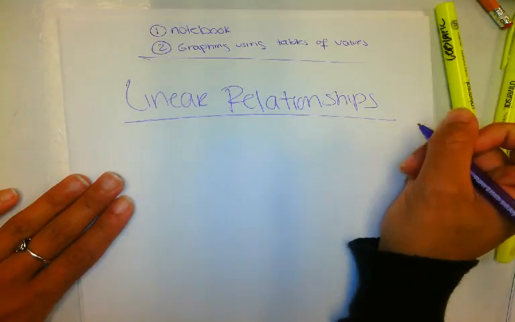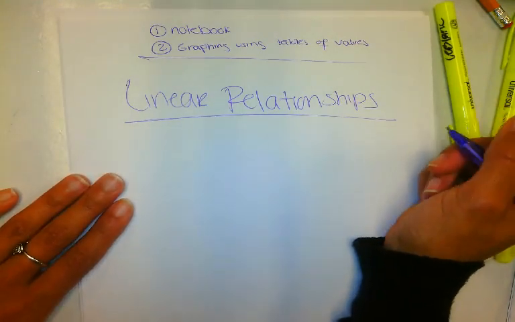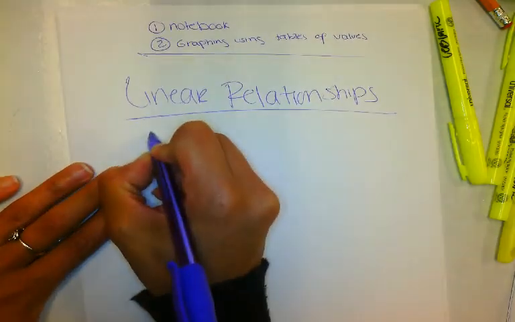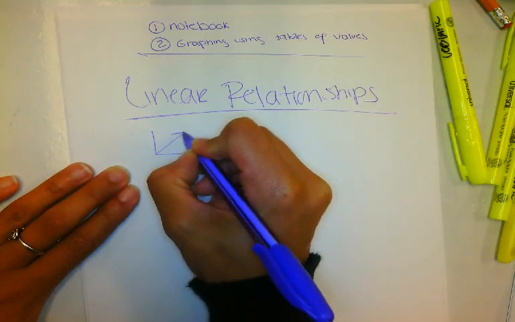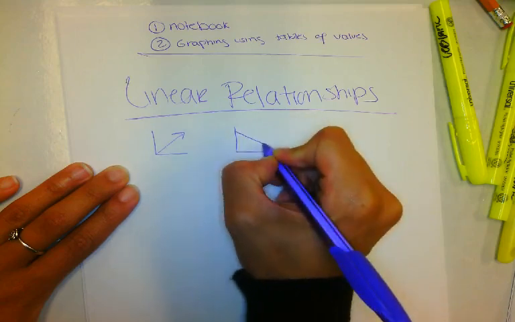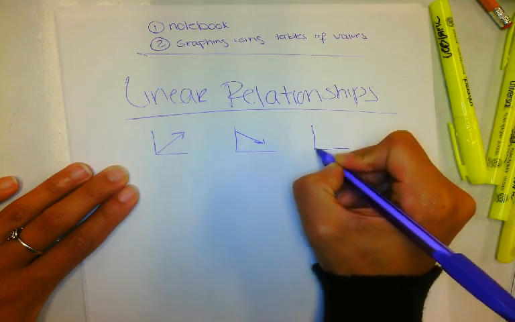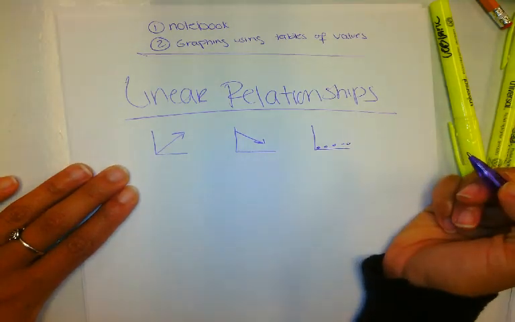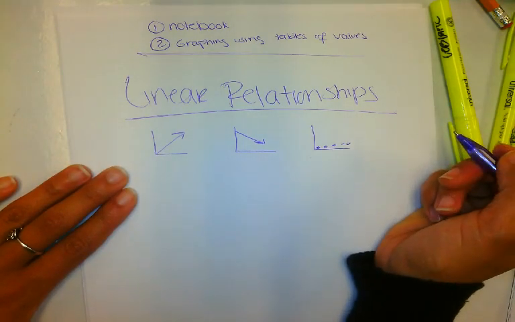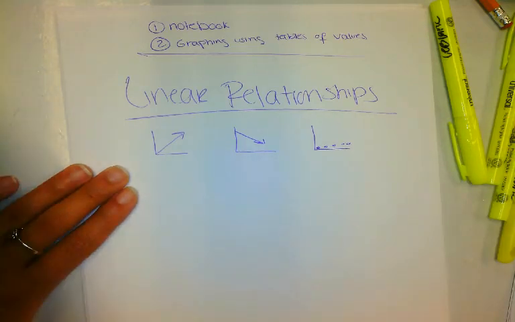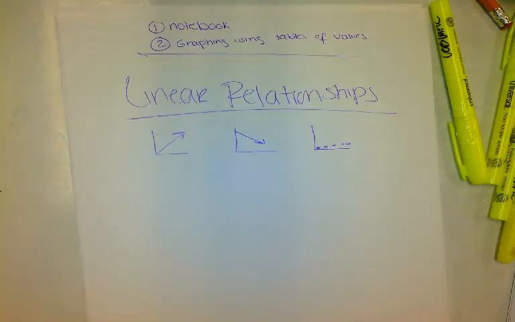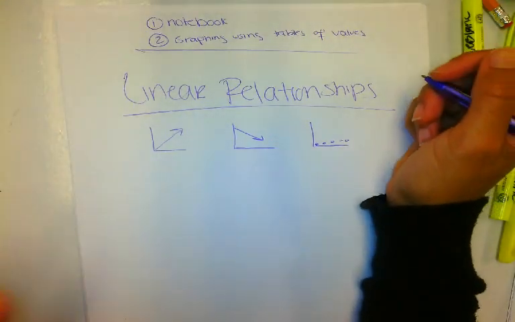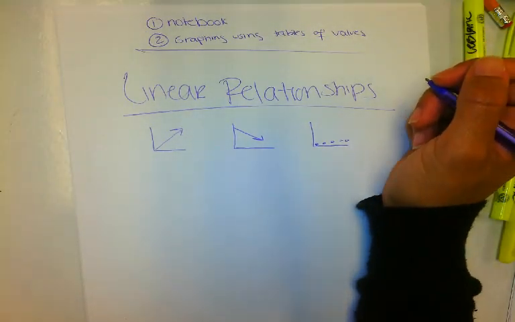All right, when we talk about linear relationships, we're talking about two things that form a line whenever they are graphed, okay? So on a graph, it would look something like this, or something like this, or your points would come together like that. So it makes a line. That's all linear relationships mean, okay? It's a relationship that is a line.